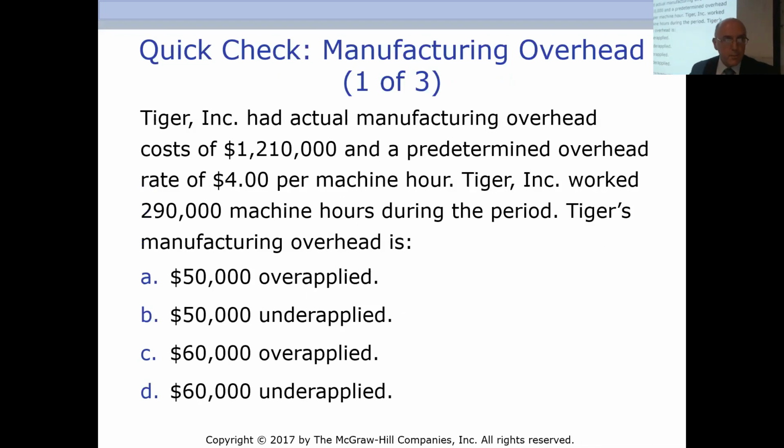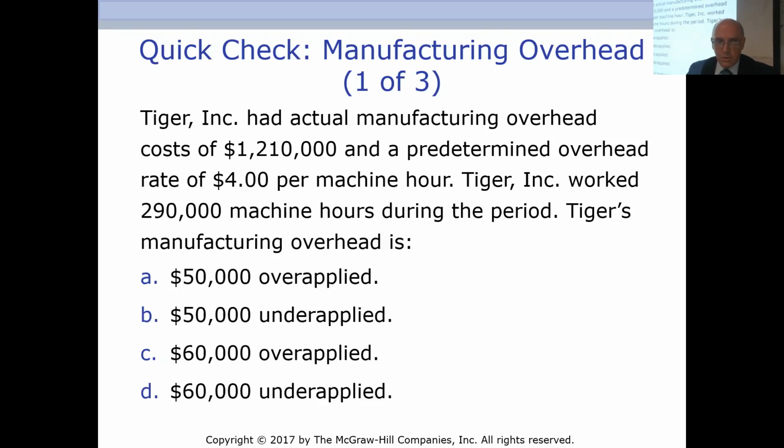So here's a quick check. Tiger Inc. had actual manufacturing overhead cost of $1,210,000 and a predetermined overhead rate, or an estimate, of $4 per machine hour. Tiger Inc. worked 290,000 machine hours during the period. Tiger's manufacturing overhead is, what do you get the urge to do with those numbers? Multiply $4 times 290,000, and then subtract that from 1,210,000.